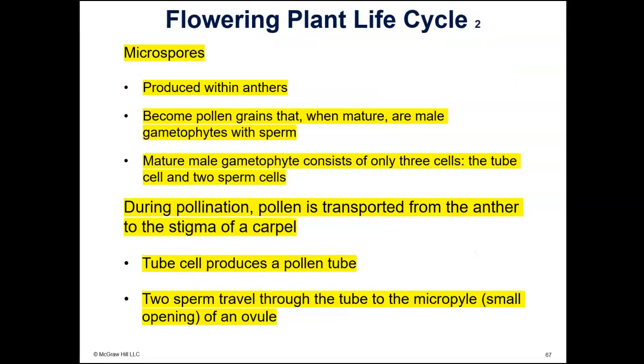nuclei. And the male structure is the microspore, which is produced within the anther and becomes the pollen grain. So we know that a mature microspore is a pollen grain, and that is the male gametophyte. The male gametophyte has 3 cells. There's a tube cell and 2 sperm cells. And what we need to worry about are the 2 sperm cells.